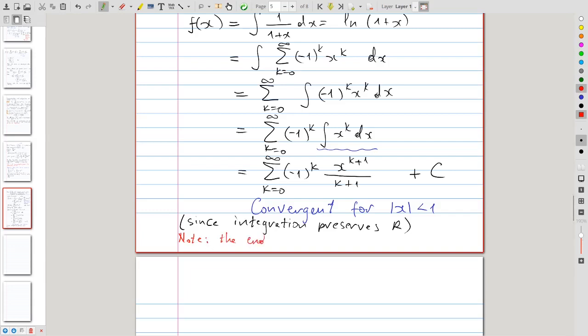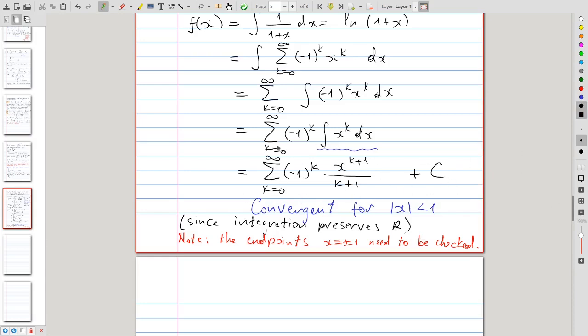The endpoints of this interval, x equals plus or minus 1, need to be checked separately. So what we are saying here is precisely that the result of integrating this series term by term converges for absolute value of x less than 1. We are not saying anything about the endpoints. It may very well diverge or converge. We don't know what it does at the endpoints.